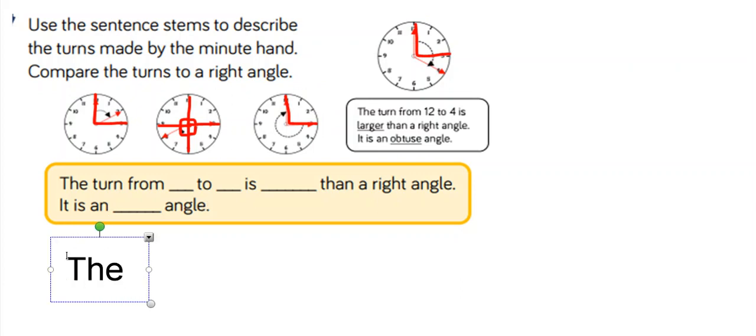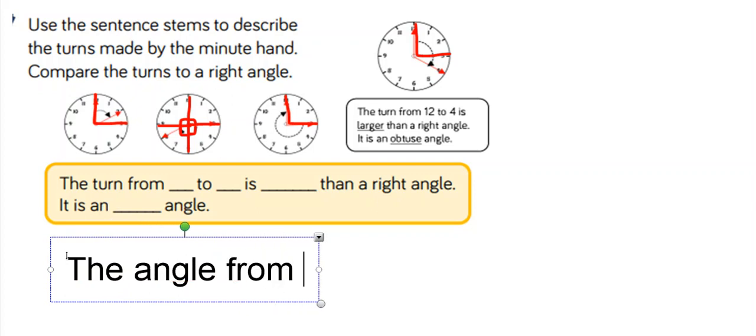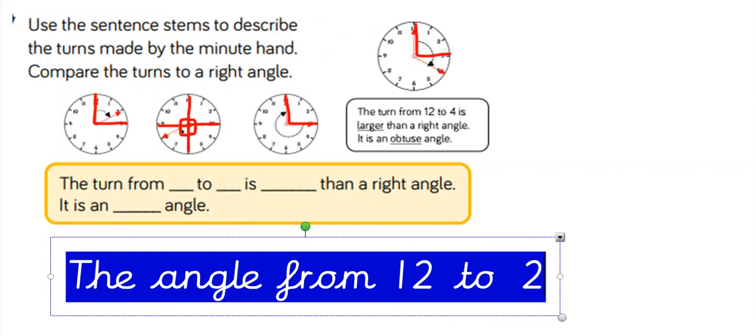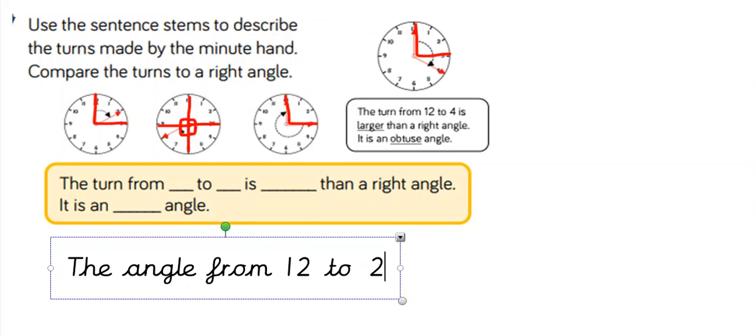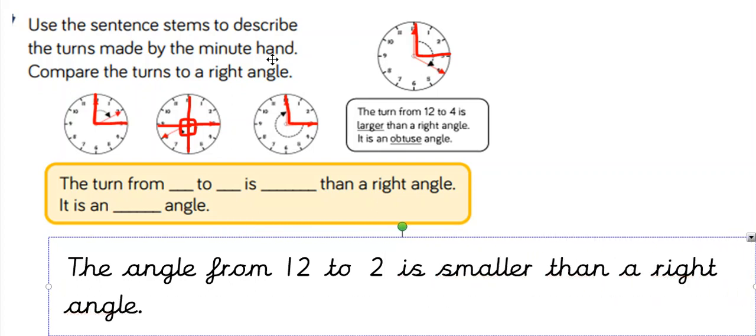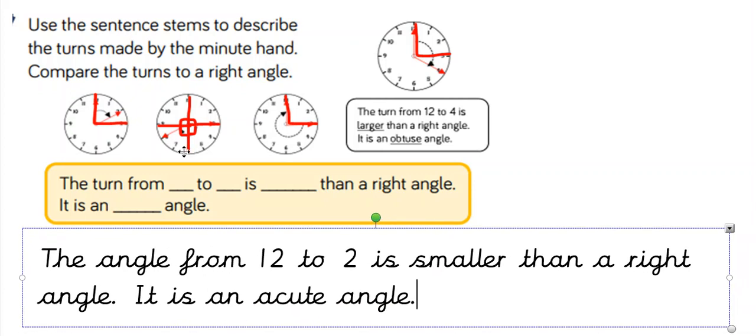So let's start with the first one. So the angle from 12 to 2 is what kind of angle? What kind of angle is it? Is it smaller, larger, or the same as a right angle? It's smaller, isn't it? Because if we look, our right angle would be here. So our angle is smaller. So it is smaller than a right angle. It is an acute angle. Okay, so remember, if it is smaller than a right angle, it is an acute angle. Okay, so this one would be an acute angle.